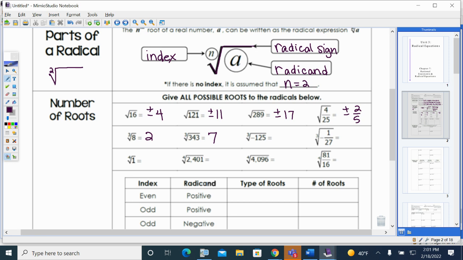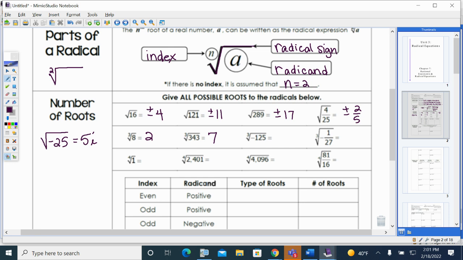Number 3 says the cube root of negative 125. Now, don't confuse this with square root of a negative. So if we have square root of a negative, say 25, that's going to be a 5i. The square root of negative 1 is equal to i. Cube root is completely different.